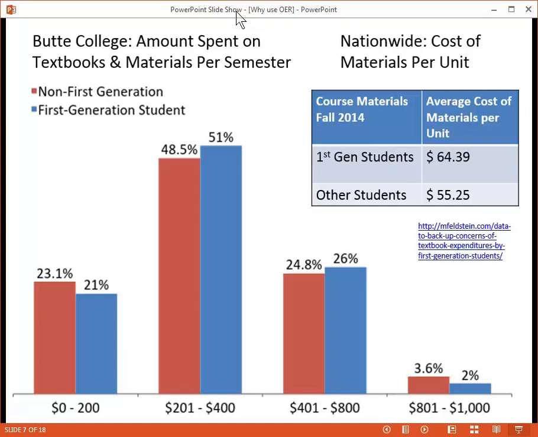Now, if you look at first generation versus other students, you'll notice that first generation students tend to spend a little bit more on textbooks. And what this is meant to show is that the cost affect different students differently based on their ability to navigate the system. This mirrors research nationwide, so an example of that is shown in the table on the right, where they were looking at the average cost of materials per unit. And again, first generation students end up spending more than other students.